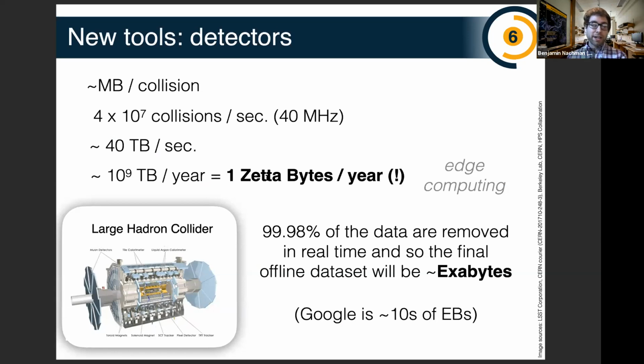Now, we can't possibly write all this to tape or to disk, and so this is really the edge computing requirement. We throw away almost all of our data in real time, 99.98% of it. The final data set that we actually physically write to memory is in the exabyte range by the time the data set is done. So this is a serious data set. It's not the biggest data set that's ever been collected or will be collected, but it's possibly the largest scientific data set, and it's not tiny compared to some industrial data sets.